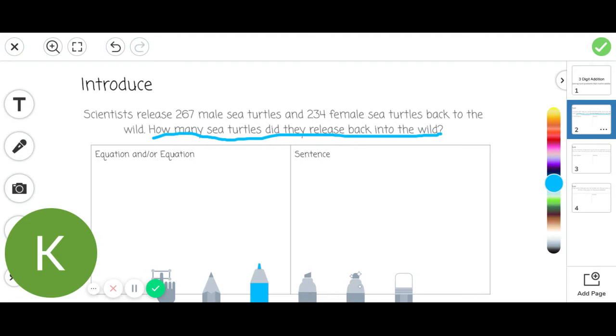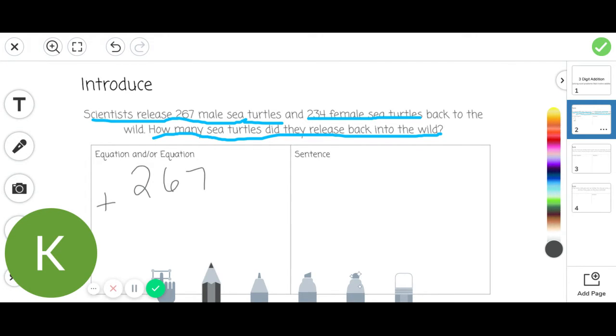that wild. I know for a fact scientists released 267 male sea turtles. That wasn't the only kind of turtle they released. They also released 234 female sea turtles. That means when I try to find my total, I need to combine 267 and 234. Let's give that a try here in our equation.